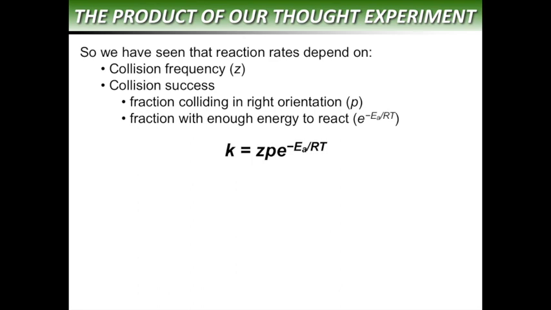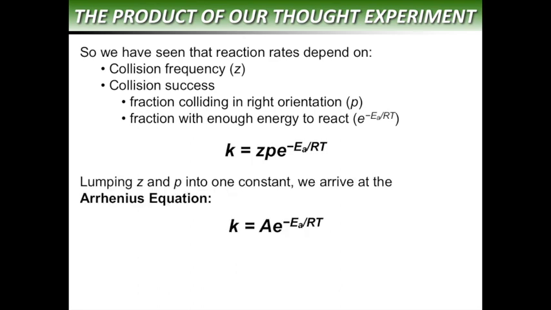How often do they hit? How often is that in the right orientation? And how many of those collisions have enough energy? And essentially, you're just taking numbers that are smaller than 1 and attaching them to the collision frequency to get to the amount of successful collisions. And in general, what happens with the Arrhenius equation, which is what we're essentially deriving here, is that Z and P get lumped into one constant, A, that's known as the frequency factor. And it essentially accounts for collision frequency and this fraction colliding in the right orientation.